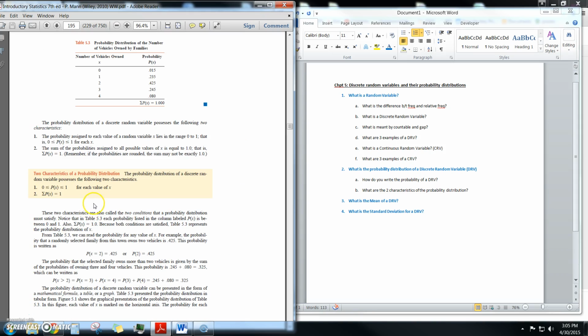Here we've got a few. We've got more italics here. It says two conditions. So these two characteristics are also called the two conditions. Maybe we can make a note of that. It might not be so important. Or we could just change these characteristics into conditions. It goes on to talk about them.